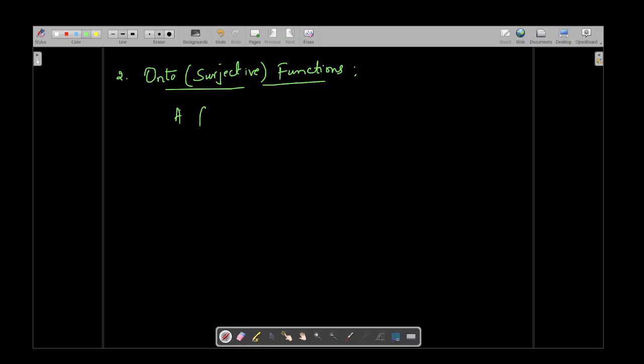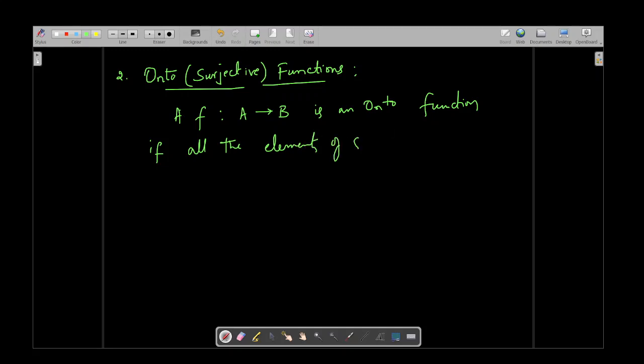A function f from set A to B is an onto function if all the elements of set B are mapped. So what is the meaning of this? Let us take an example.